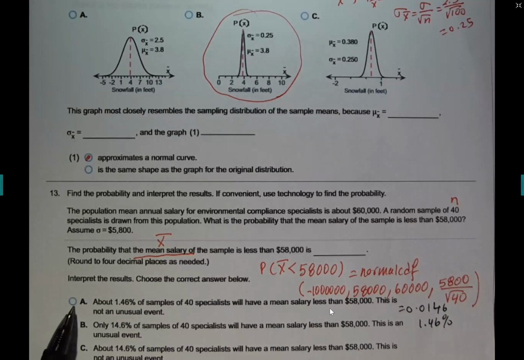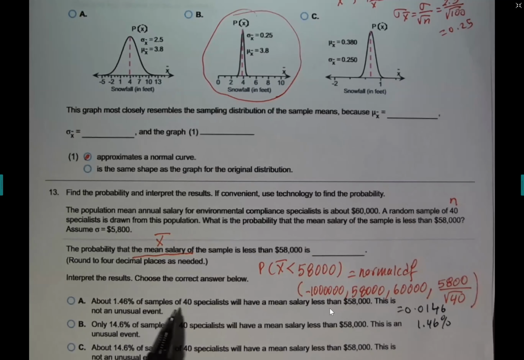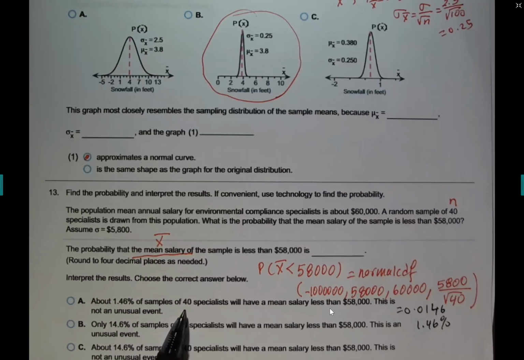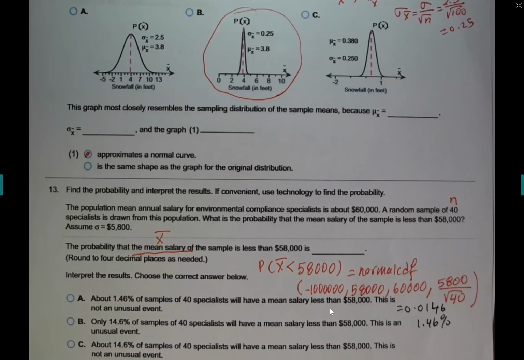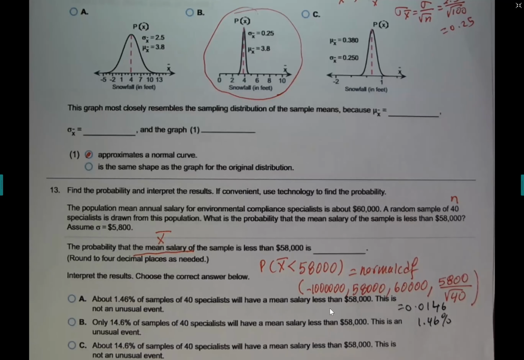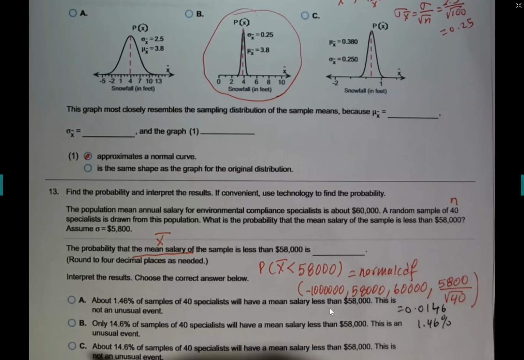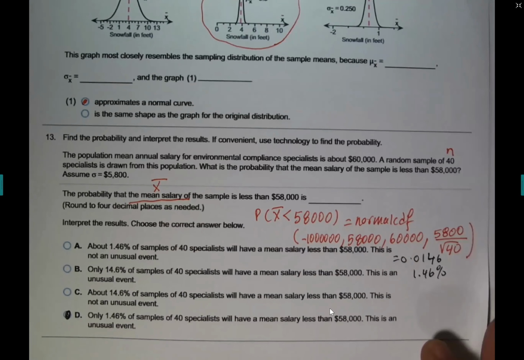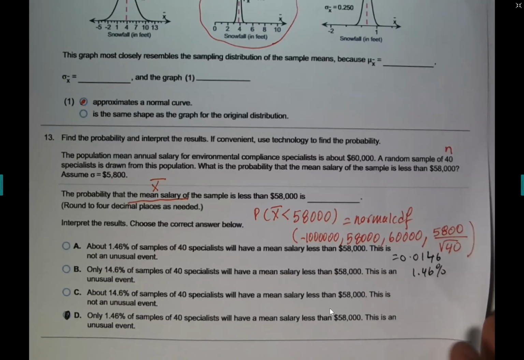So about 1.46% of samples of 40 specialists will have a mean salary less than 58,000, and this is an unusual event, so it must be, not B, D. 1.46% will have a mean salary of less than 58,000. This is an unusual event. So you choose part D for the answer. Okay. And the last one.